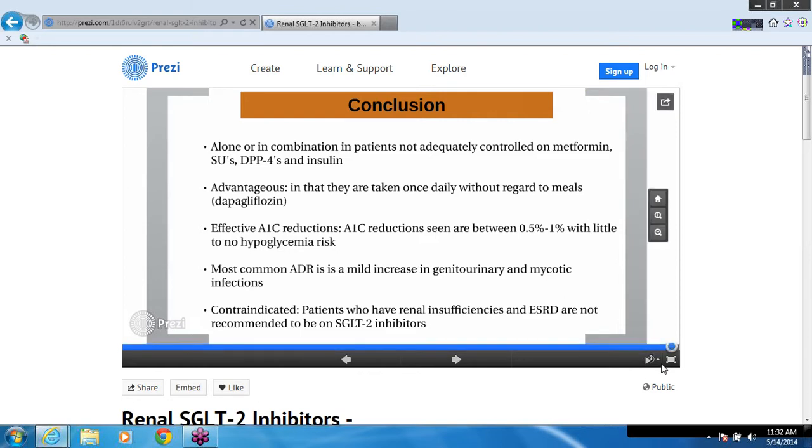SGLT2 inhibitors can increase hepatic glucose production. So that's why it would be important and imperative to have an incretin mimetic on board. So that's something that I was made aware of. There was a bunch of studies that showed almost a 25% increase in hepatic glucose production with these drugs, and that's a really important point to kind of remember. So an incretin mimetic should be on board.